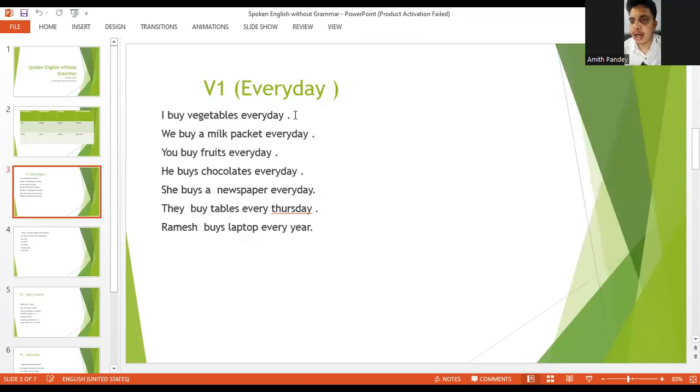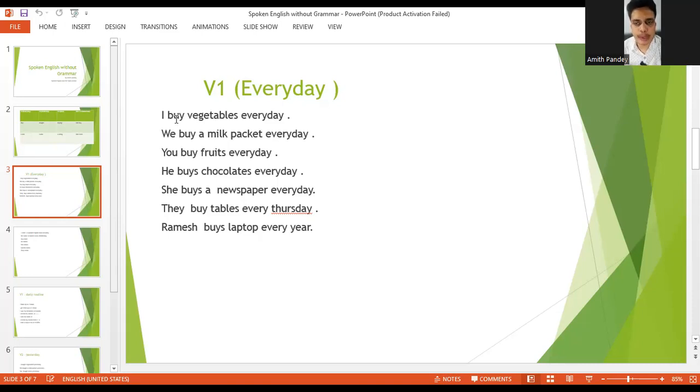As we have, I buy vegetables. Okay, so as I told you, in order to express about the everyday concept, what do we use? We use V1 things. I mean, whatever the things that come under V1, like buy, come, go, sit, stand. So here, as I'm taking only one thing, that is buy. That is, I buy vegetables every day.